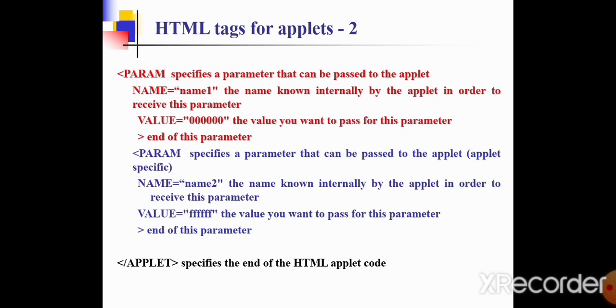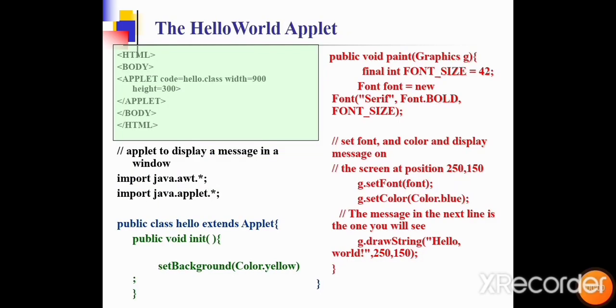So HTML tags for applets also specify parameters that can be passed. Name one is the name your internal applet honors to receive the parameters. The param tag specifies the parameter, with name two and a value. If they give the value as ff, that is the value you want to pass with this parameter. It is used to pass the parameter. So this is the end of this parameter. Let's take the example, the hello world applet.